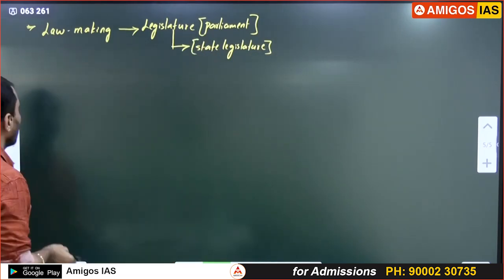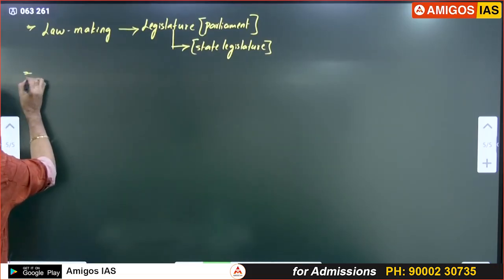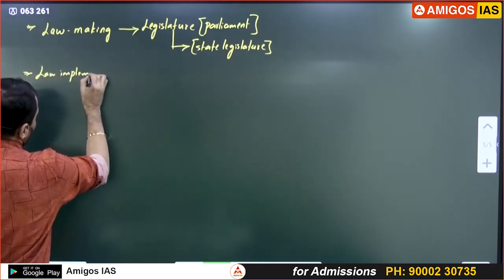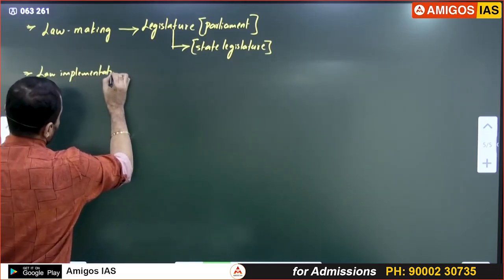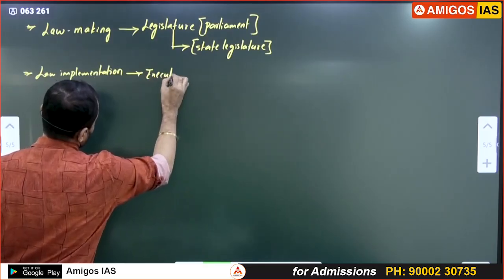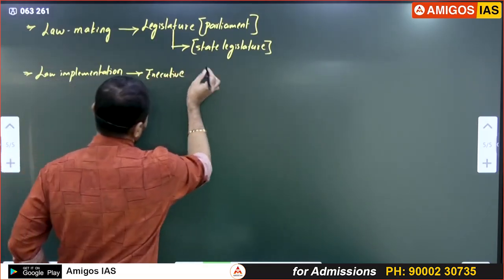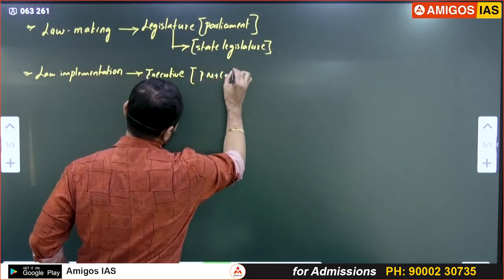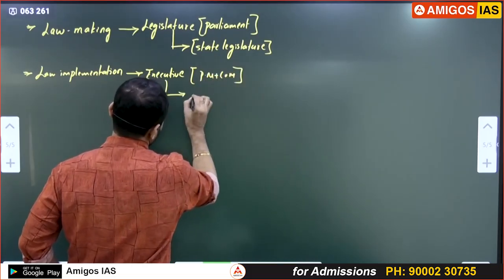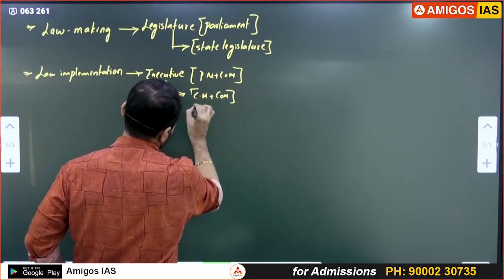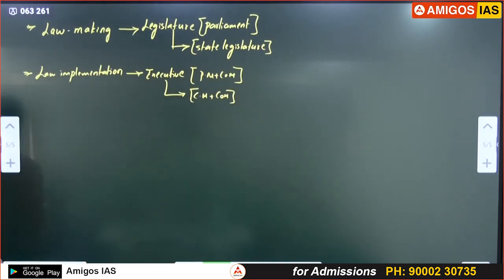And we have law implementation also. This law implementation we generally call the executive. In this executive, we have the Prime Minister plus Council of Ministers at the central level, and at the state level we have the CM plus Council of Ministers. Are we clear up to this now? We have this formula. Now listen, guys.